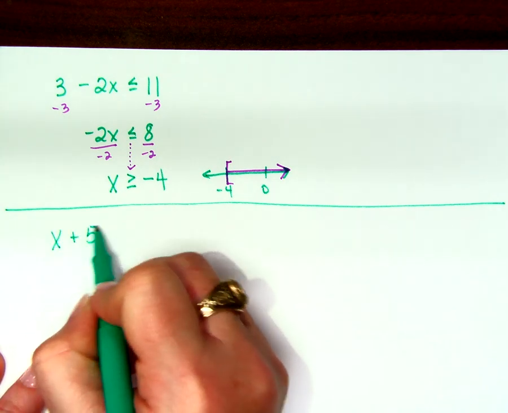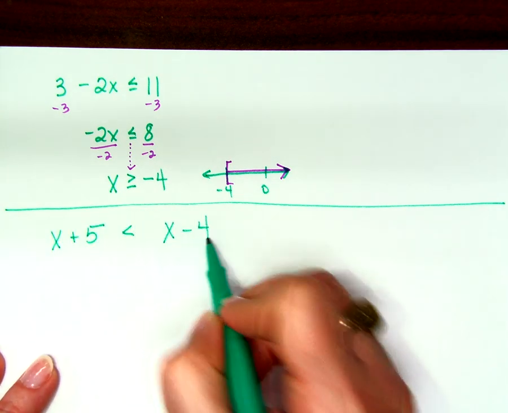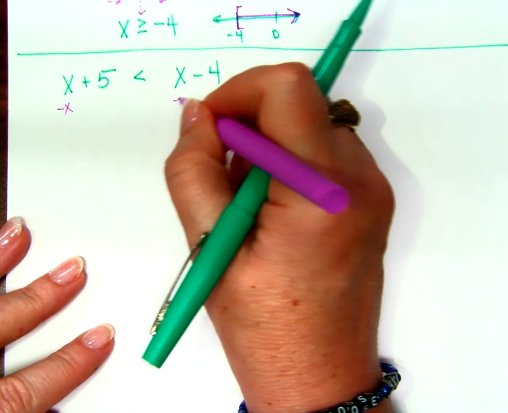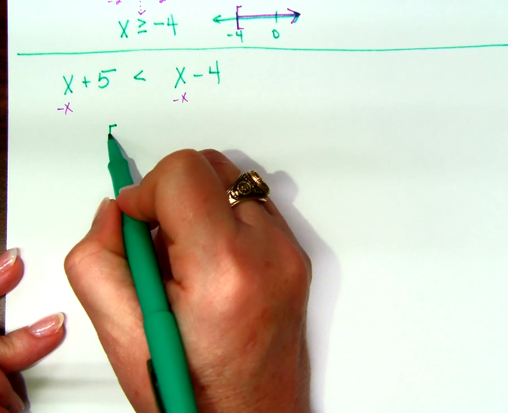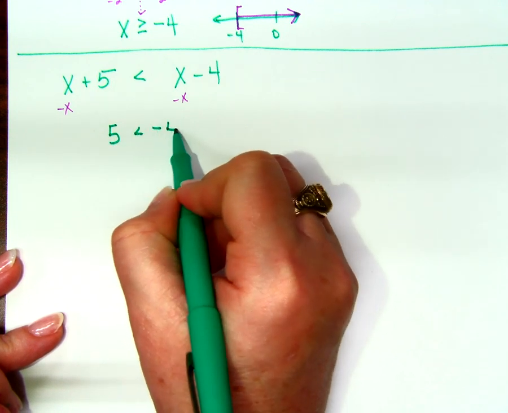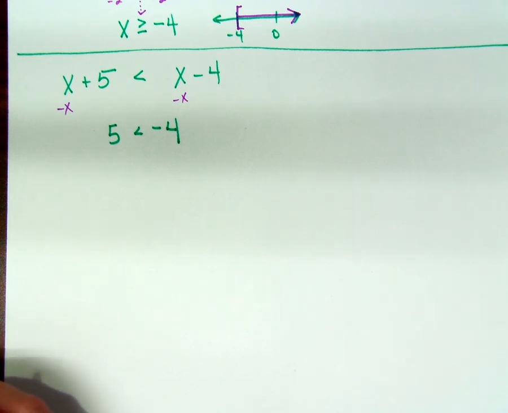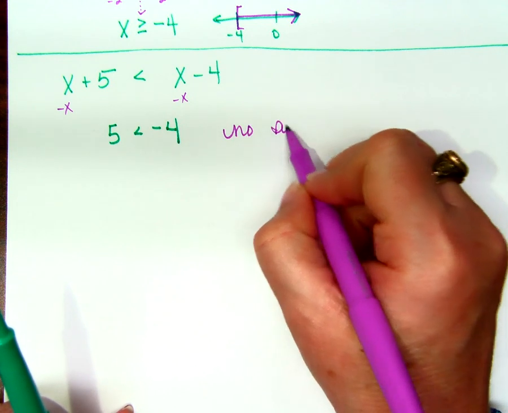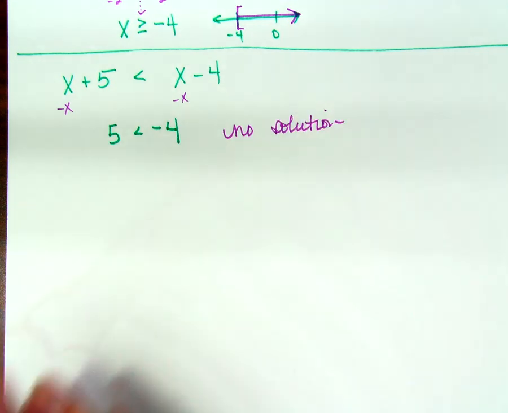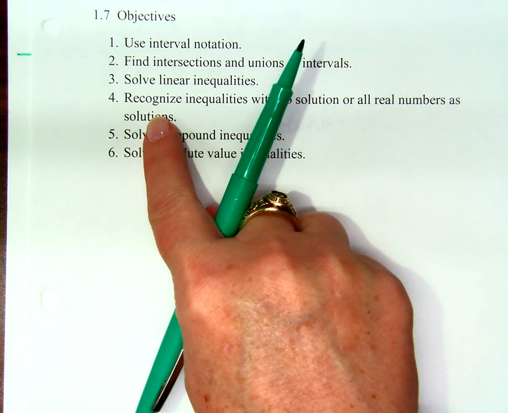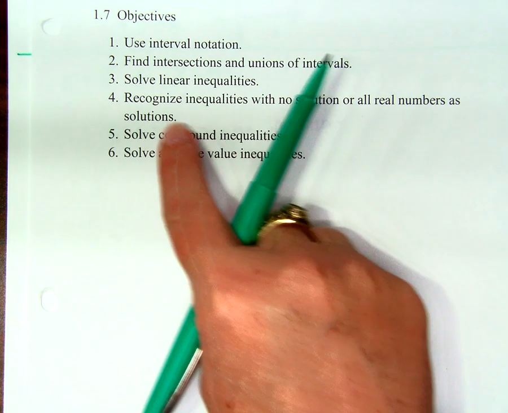x plus 5 is less than x minus 4. So if I subtract x from both sides, I get 5 is less than negative 4. You were starting to say the right words a minute ago. Why is it no solution? When is 5 less than negative 4? Never. Okay? So one of the things that it asks you to do is to recognize inequalities with no solution or all real numbers as your solutions.